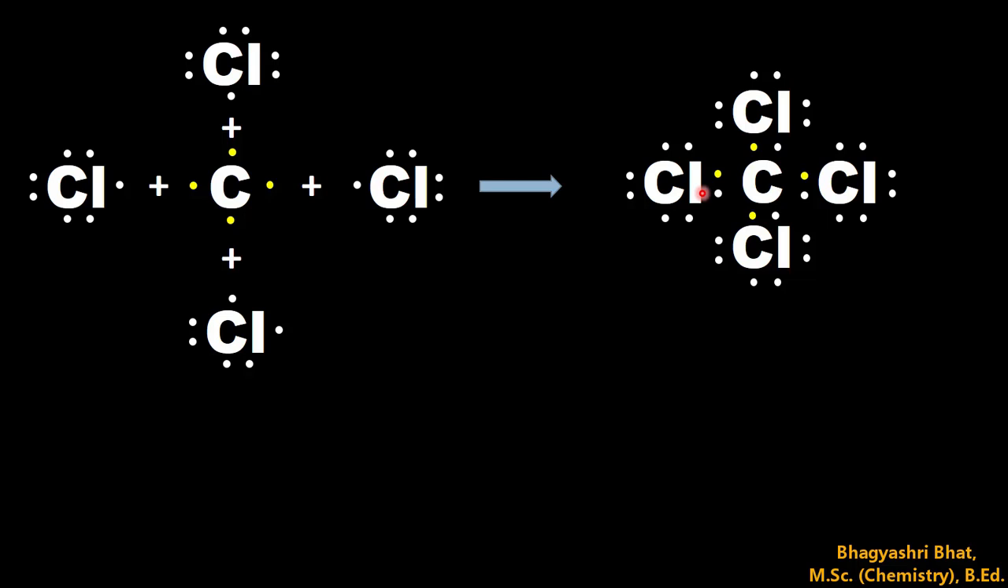But in this case, chlorine attracts the shared pair of electrons towards this side. At the same time, this chlorine atom attracts the shared pair of electrons towards itself, on this side. So overall attraction for electrons from both sides cancels and gets nullified. Overall, CCl4 is a non-polar covalent compound.